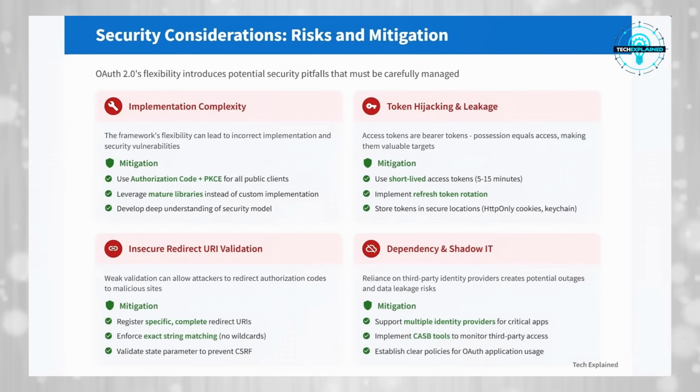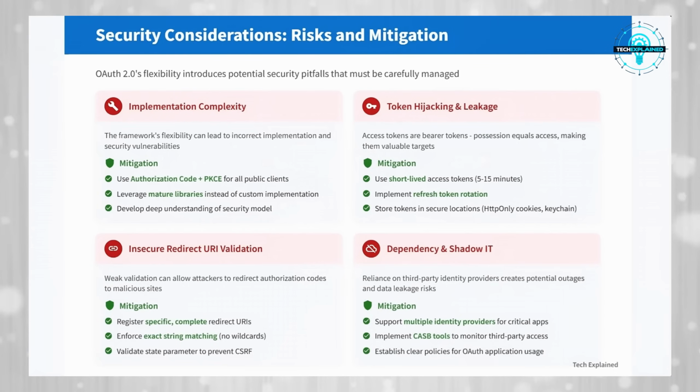Choosing the wrong flow for a given application type or implementing a flow incorrectly is a primary source of security vulnerabilities. To mitigate this, adhere strictly to current best practices, which mandate using the Authorization Code Grant with PKCE for all public clients. Utilize mature, well-maintained libraries provided by the Identity Service or the open-source community, rather than implementing the flows from scratch. A deep understanding of the security model of the chosen grant is paramount.